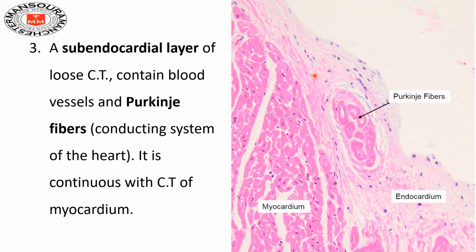So again, regarding endocardium, it is formed of 3 layers. The first, the most inner, is endothelium, simple squamous epithelium, underlined by subendothelial connective tissue, underlined more by subendocardial connective tissue. Subendothelial contains collagen, elastic fibers, and some smooth muscle. Subendocardial contains Purkinje fibers. These are very, very important fibers representing part of the conducting system of the heart.